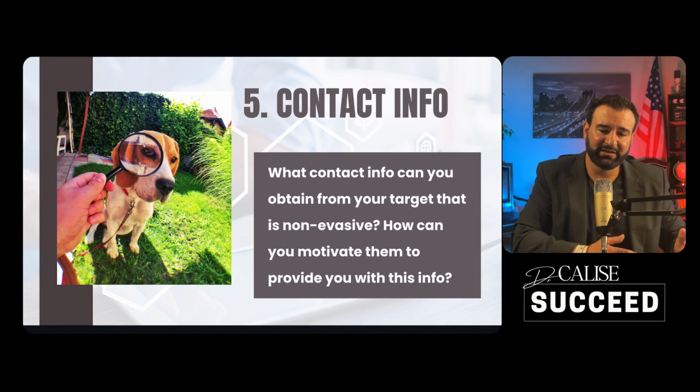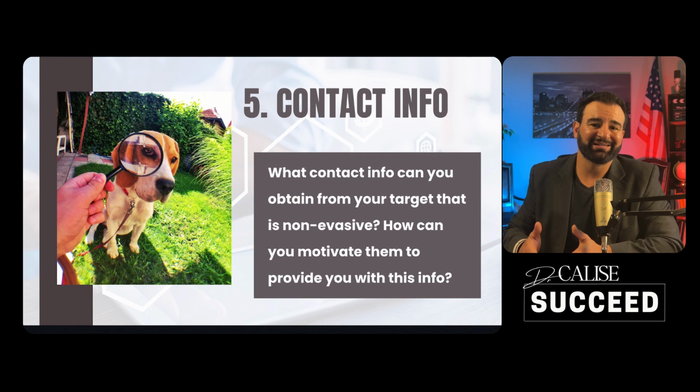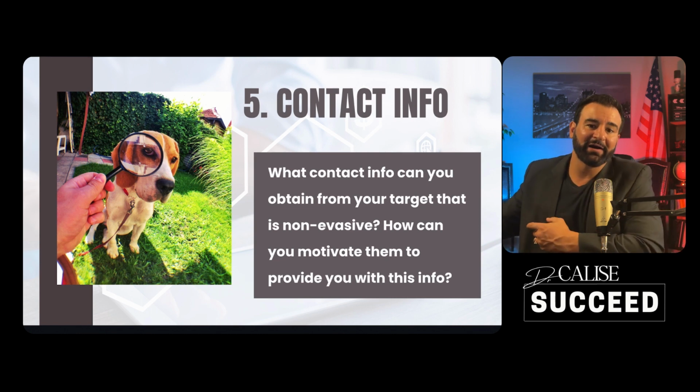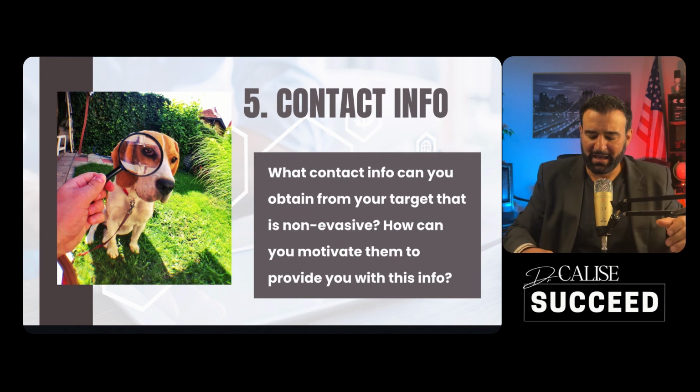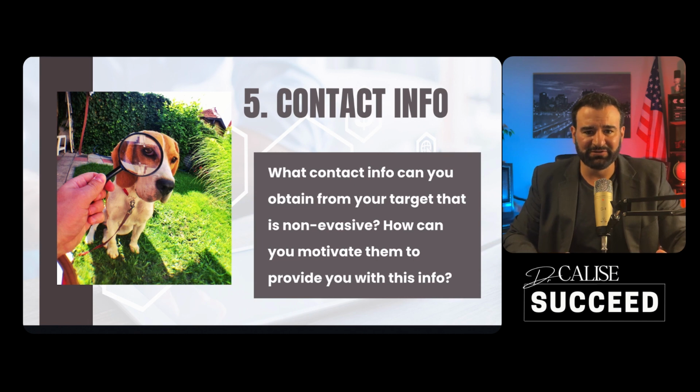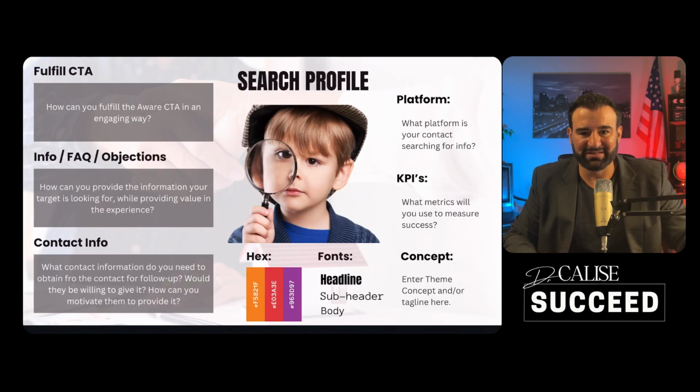Fulfill the CTA in the search stage. What type of contact information can you obtain? Provide them with the CTA. Okay? And there are many different ways that you can do this. It depends on your industry and what's best for your business.